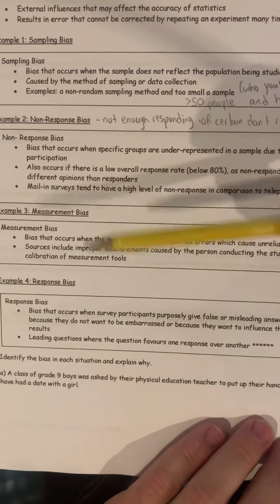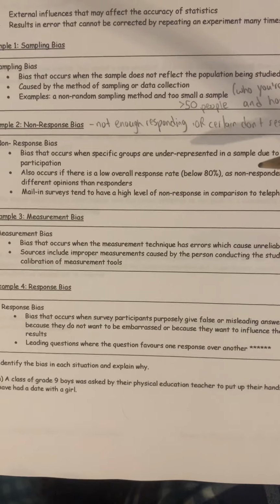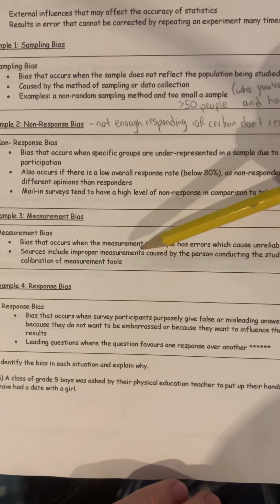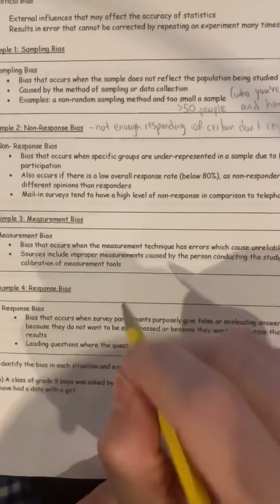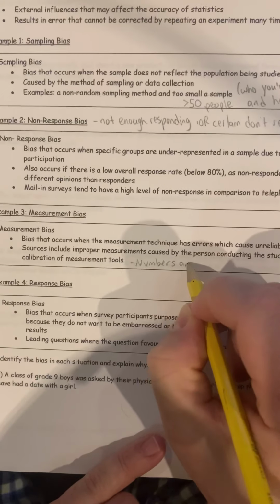Measurement bias. Bias occurs in measurement techniques. Often these are with regards to certain tools that you're using, or improper measurements caused by the person conducting the study. Usually this involves numbers and calculation tools.